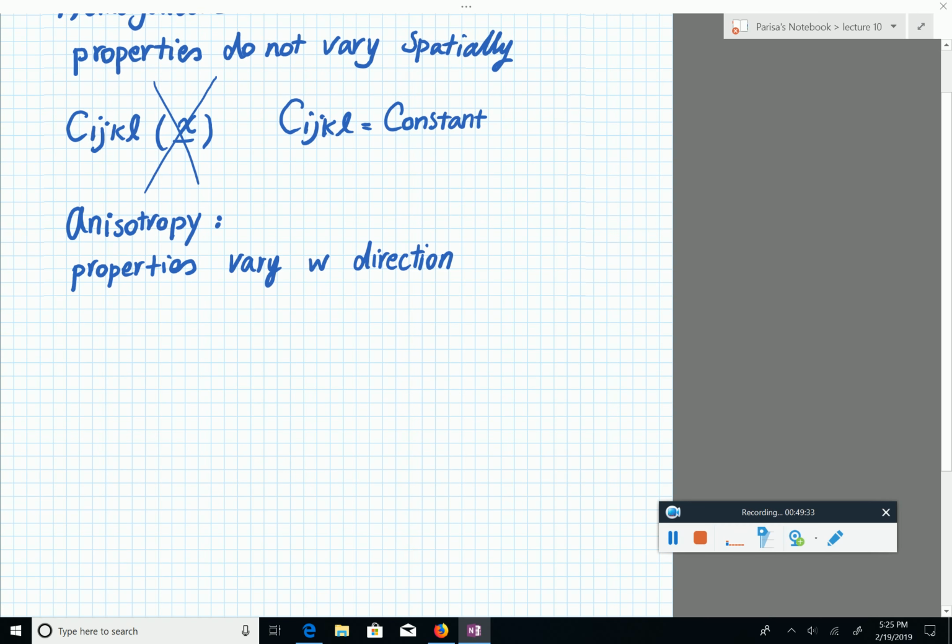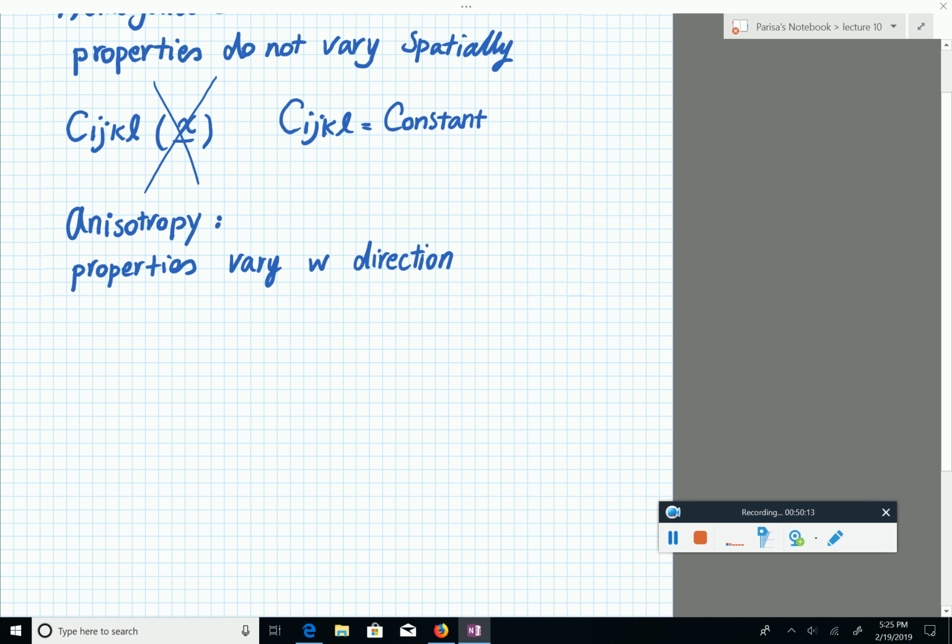And Tom already gave us some examples. Composites are good examples. Any other examples that you can think of in your field, whatever you are working on? Wood is a very good example. You all have seen wood, right? In the direction of the fiber or perpendicular, you have very different properties. Crystalline minerals, right? Crystals, they can be very anisotropic.